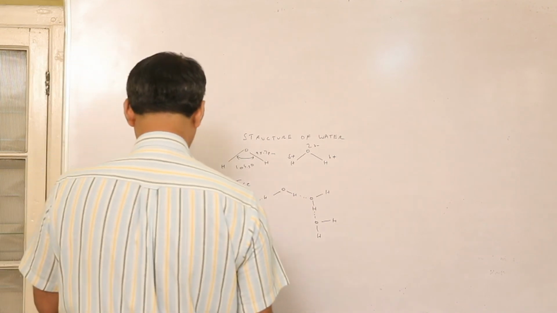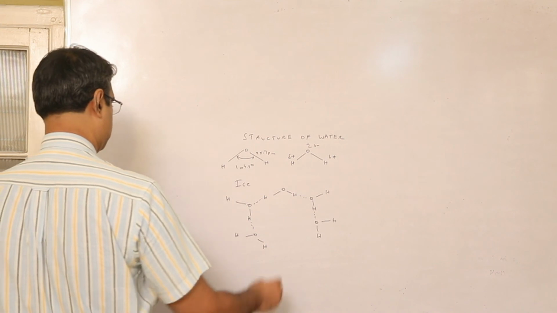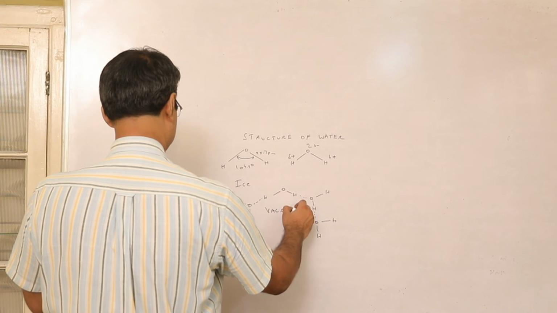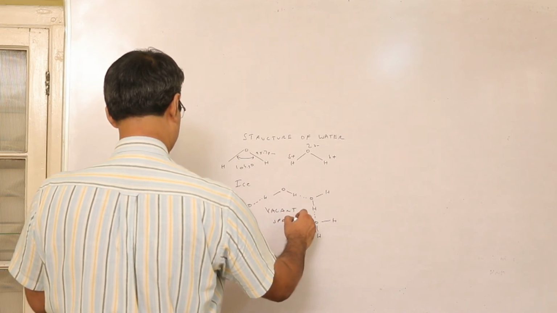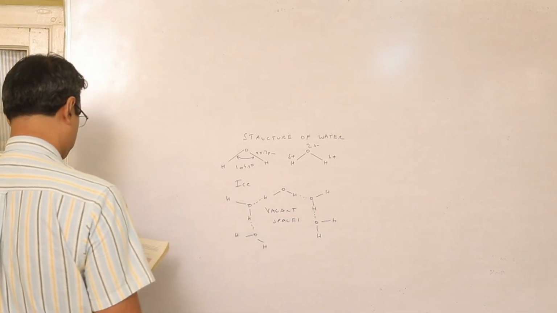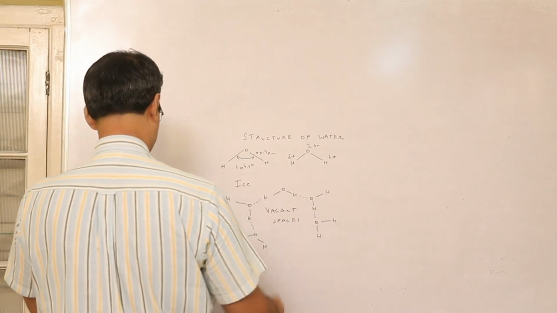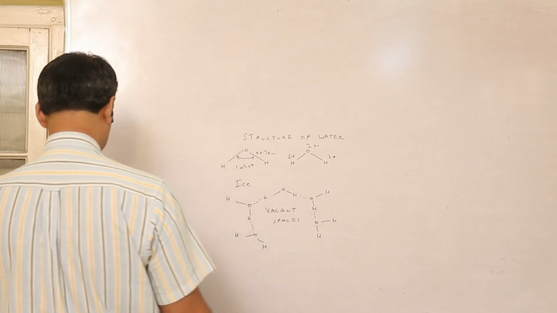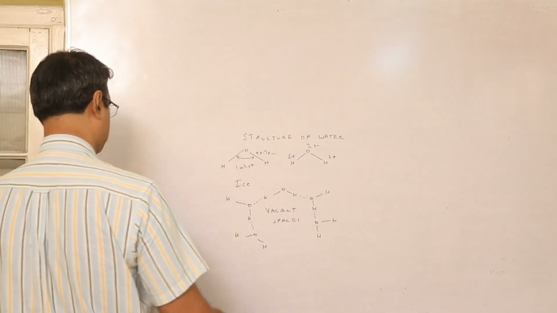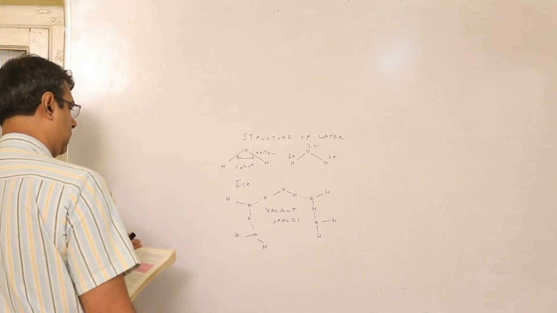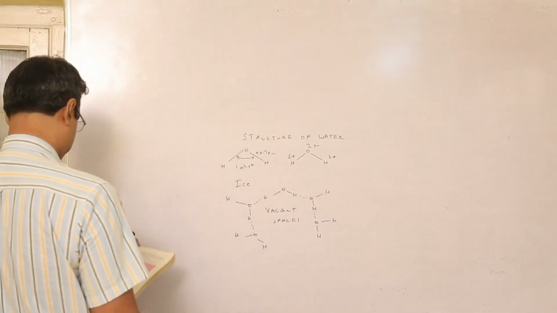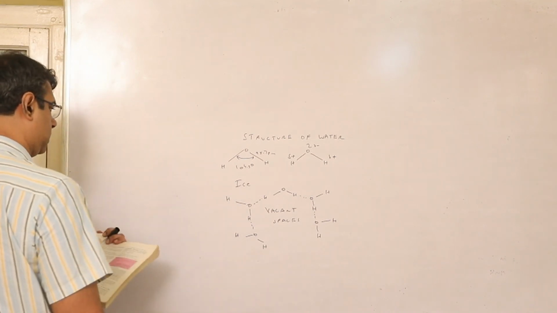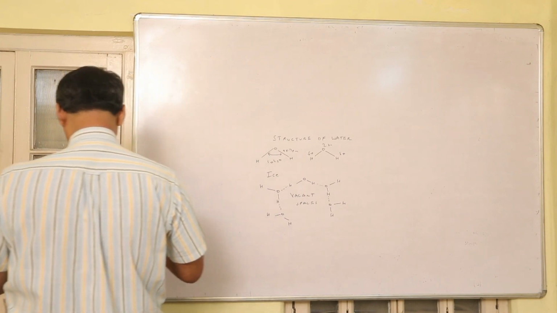So you will notice that in the structure of ice there are large vacant spaces like these. So due to these large vacant spaces, the volume is very high, and because the volume is very high, the density of ice is less than the density of water. So this is the explanation for density of ice being less than density of water.